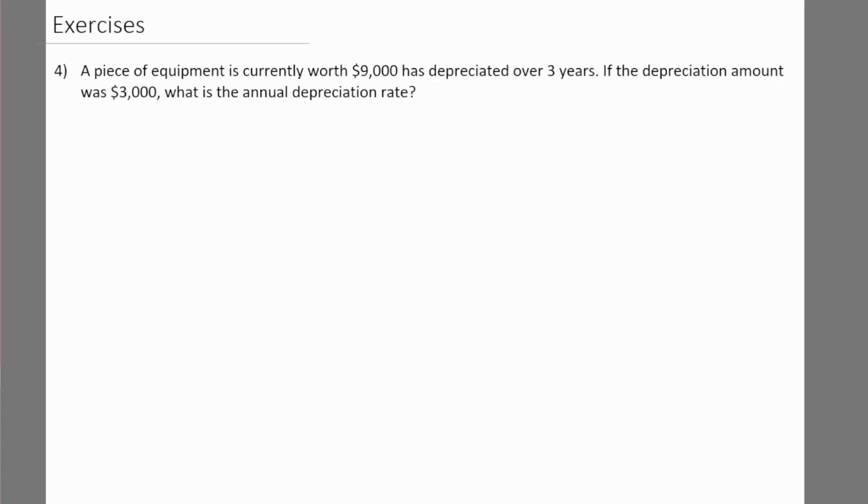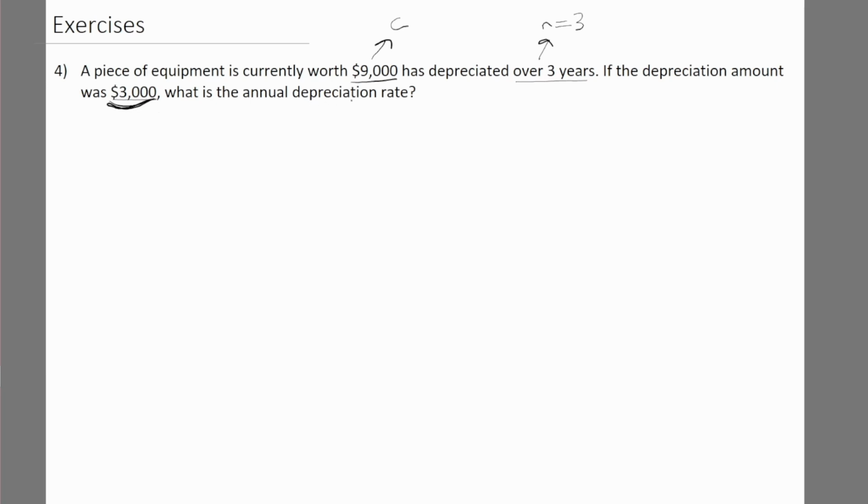Okay, so moving on to the next exercise. A piece of equipment is currently worth $9,000, has depreciated over 3 years. If the depreciation amount was $3,000, what is the annual depreciation rate? Okay, so we know that the current price of the equipment is 9,000, and this was the result of the depreciation over n is equal to 3 years. Now we know that the depreciation amount was 3,000, so our equipment depreciated by exactly $3,000.